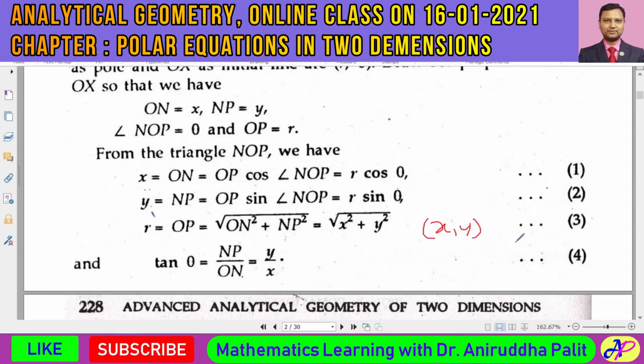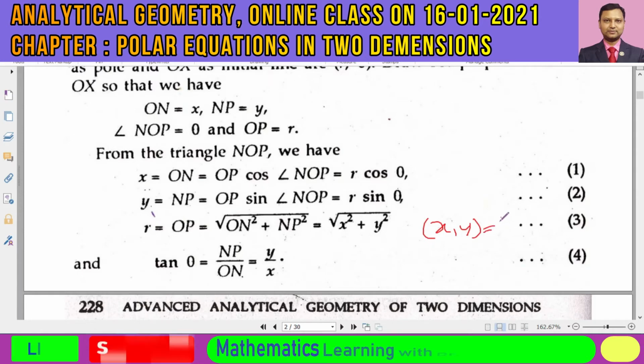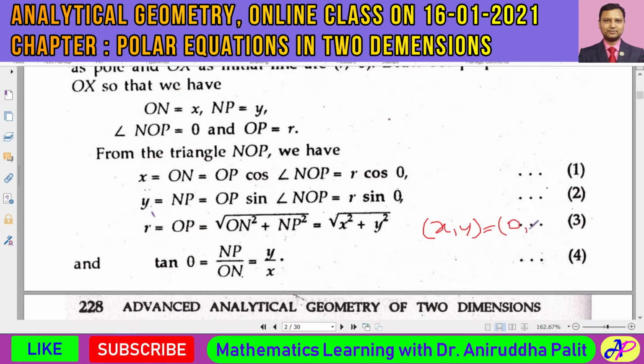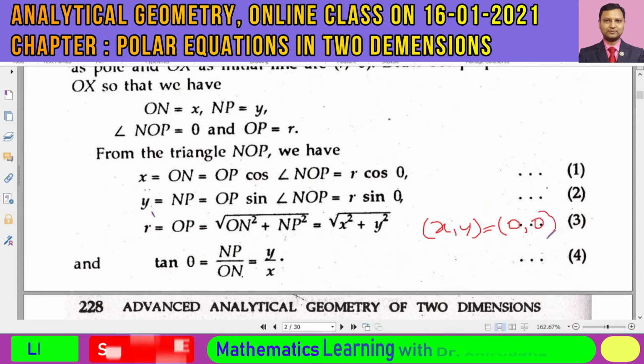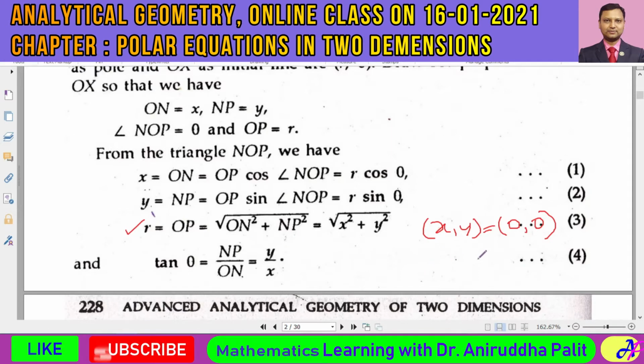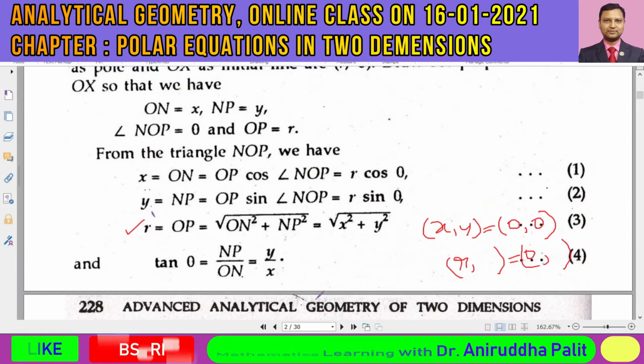Then what should we do whenever x and y both are equal to 0? X and y both equal to 0 means we are talking about the origin, the point 0 comma 0. What would be the polar coordinates of the point 0 comma 0? You see, we do not have any problem with this formula of radius vector r. Therefore we can say that the first polar coordinate r would be equal to 0.